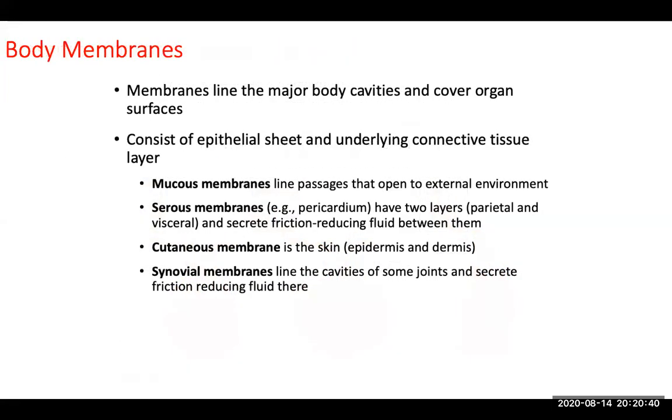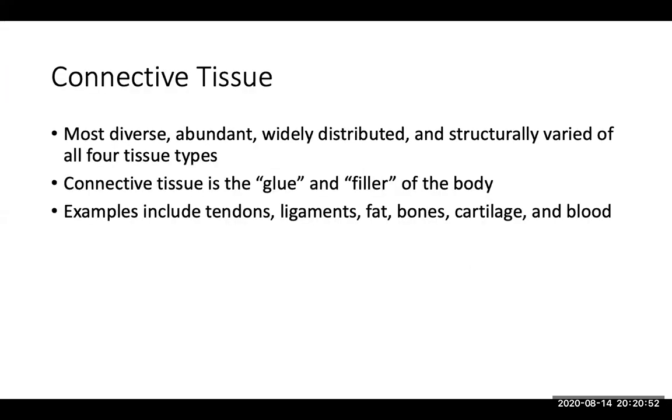Body membranes, these are membranes lining the major body cavities. They consist of an epithelial sheet and underlying connective tissues, which are seen, and those are examples of membranes listed there. Then we get to connective tissue.